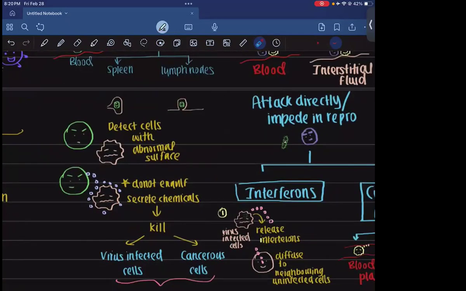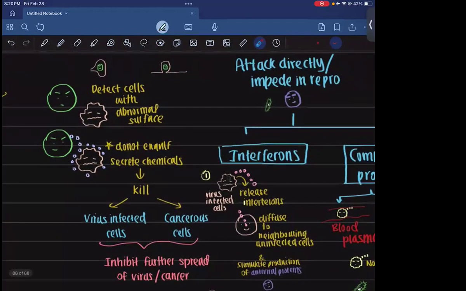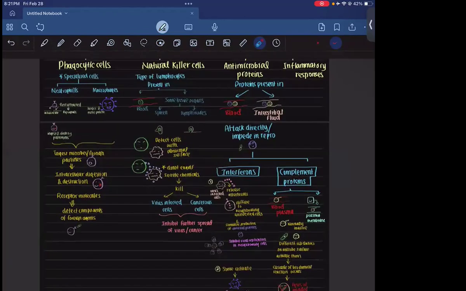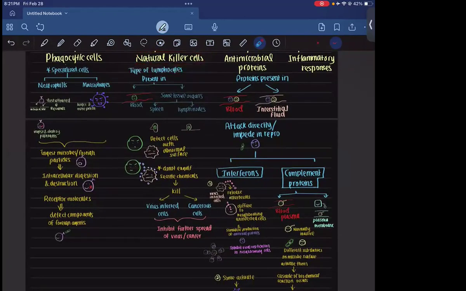Then what will they do? There will be cells which are infected by virus, or cells which have turned cancerous. These cells won't have a normal surface; they will have an abnormal surface. The natural killer cells are going to detect the cells with this abnormal surface, but are they going to engulf them? Are they going to eat them? No, they won't be eating them. They will be secreting some chemicals, and these chemicals will directly kill the virus infected cell or the cancerous cell. So remember the class of cells which are going to be killed, okay? Under natural killer cells, only virus infected cells and cancerous cells can be killed.